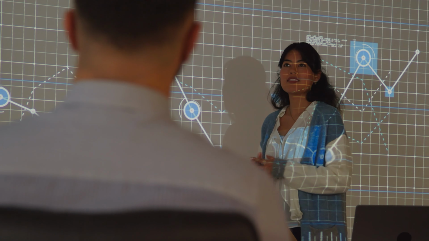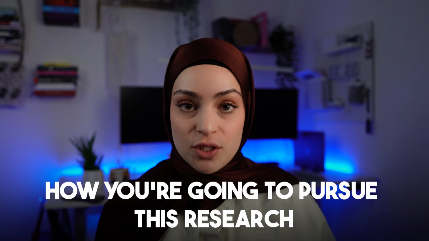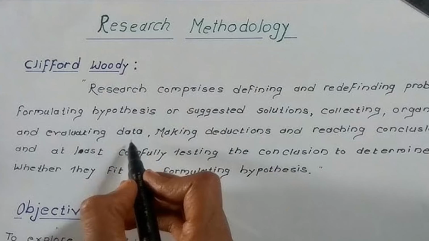While in the problem statement that you did in the beginning, you just explained very briefly where the research gap lies, and you did a little bit of literature review in this. Now you're going more into detail on how you're going to pursue this research, how you're going to fill the gap, with what methodology. So once we're done with our problem statement, we're now going to move on to the methodology.